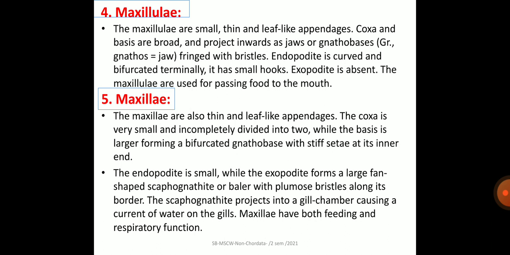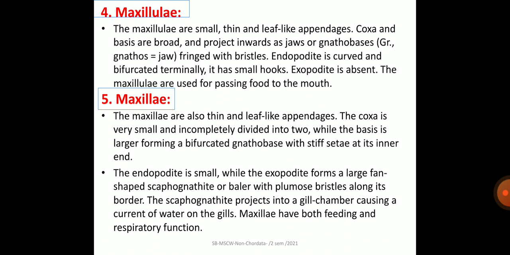Finally, the maxillae, with the diagram already you have viewed earlier. These are also thin and leaf-like. The coxa is very small and incompletely divided into 2, while the basis is larger, forming a bifurcated gnathobase with stiff setae at its inner end.